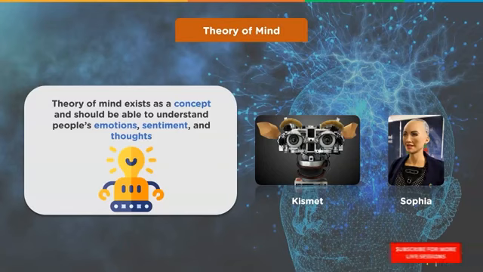Sophia from Hanson Robotics is another example where the theory of mind AI was implemented. Cameras within Sophia's eyes combined with computer algorithms allow her to see. She can follow faces, sustain eye contact, and recognize individuals. She is able to process speech and have conversations using natural language subsystem.